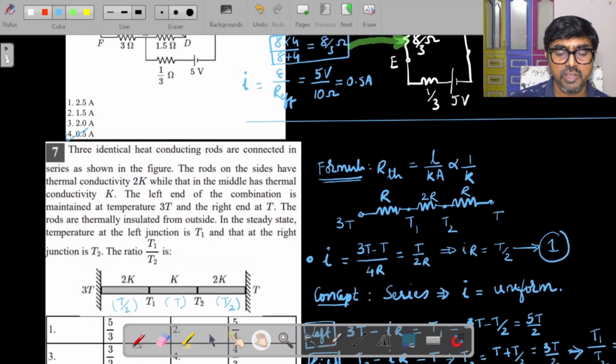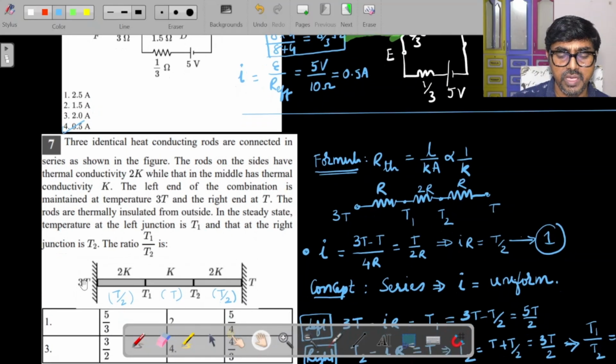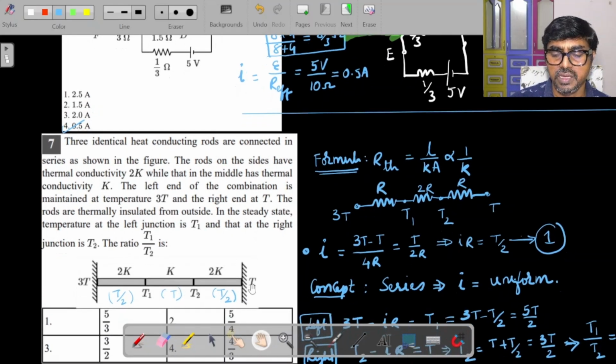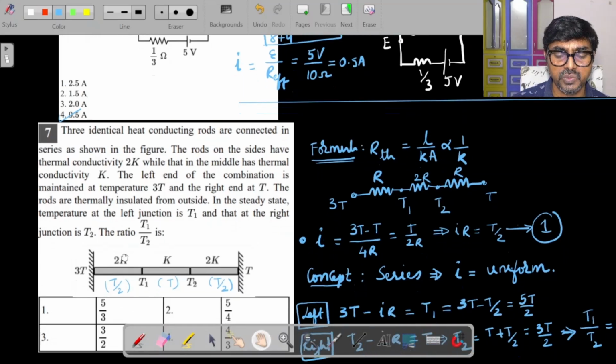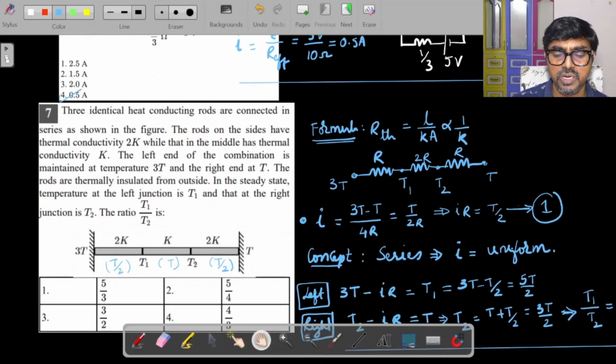The left hand of the combination is maintained at 3T, okay. The right hand is maintained at T, okay. The rods are thermally insulated from outside so that there won't be any heat transfer sideways. The heat transfer is only through the rods there. And a steady state temperature at the left junction is T1 and at the right junction is T2, and they are asking you to find the ratio T1 by T2.